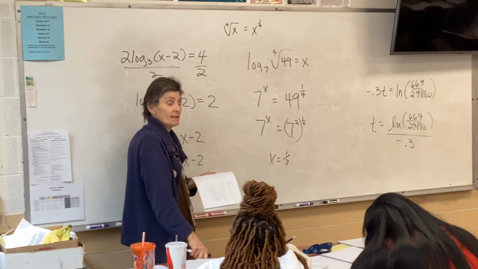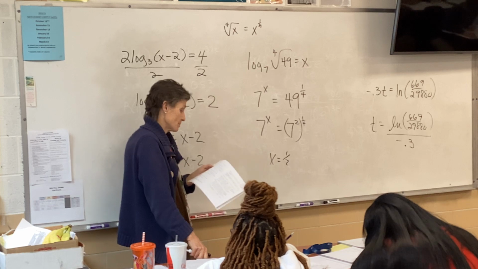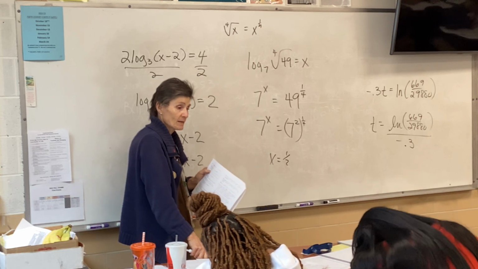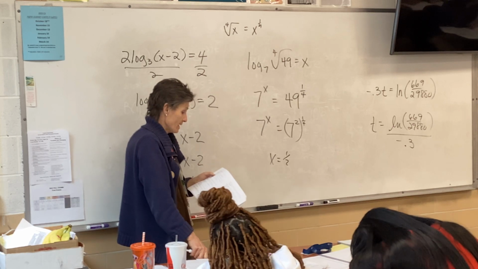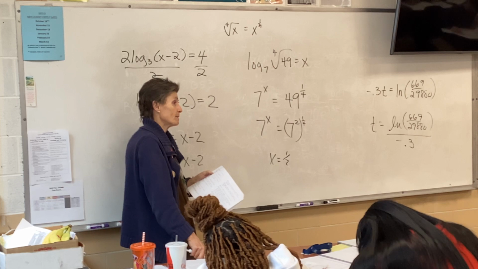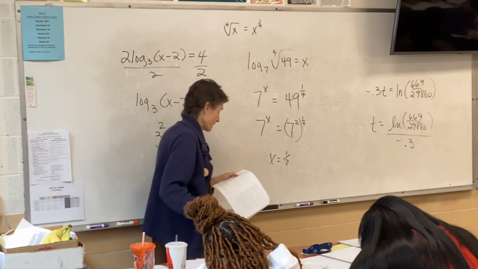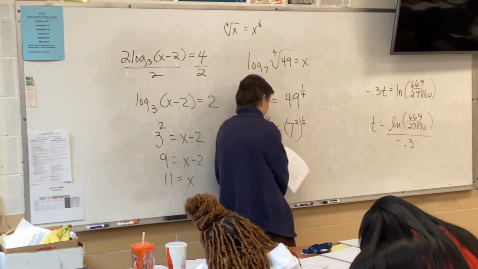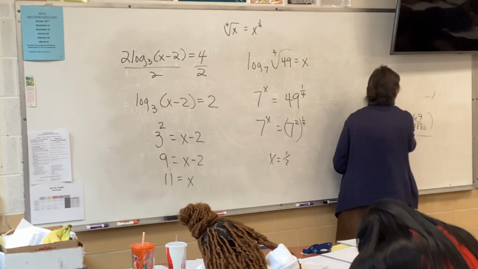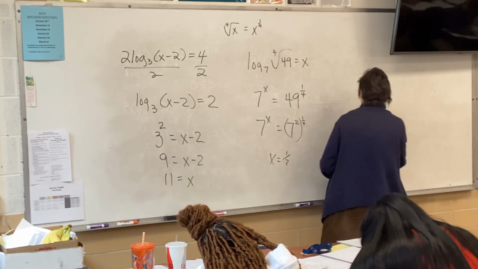C, I'm not even going to write down. What's the answer to C? 5. Yeah, that's one of our properties. The answer to C is 5. When the base of the exponent and the base of the logarithm match, they cancel each other out, and the answer is just 5. Perfect. All right, what about D?